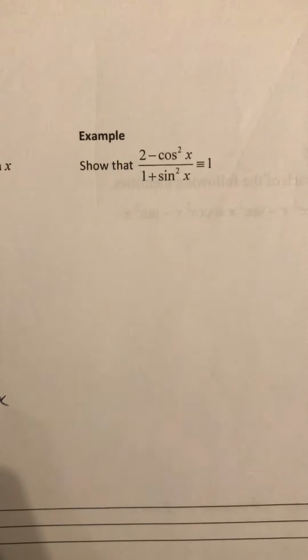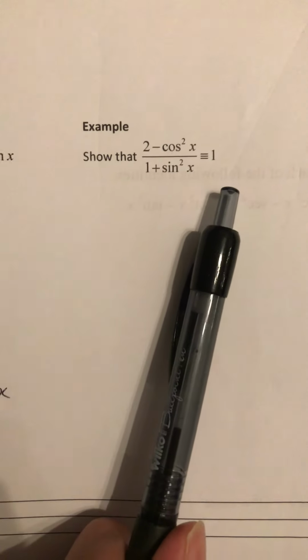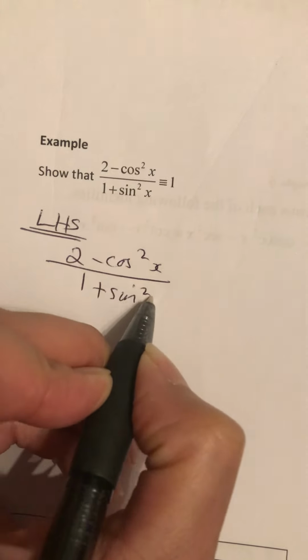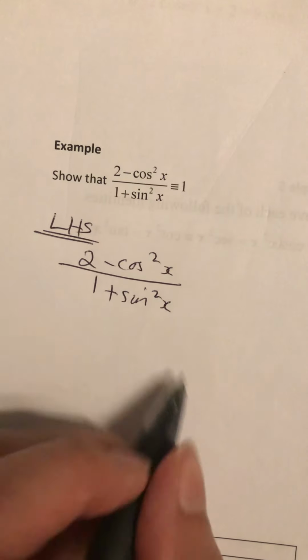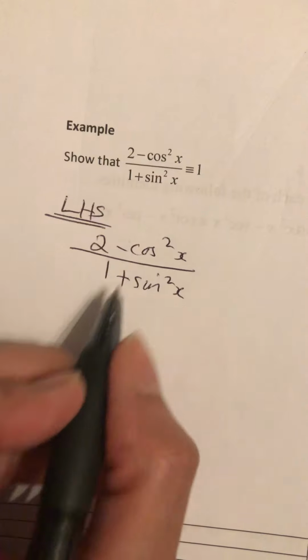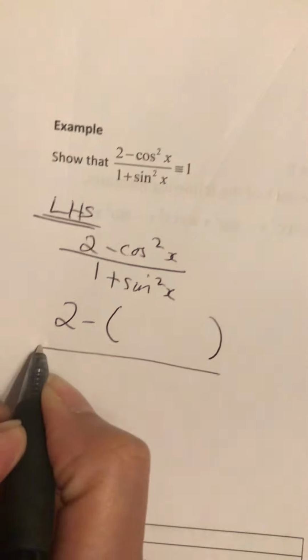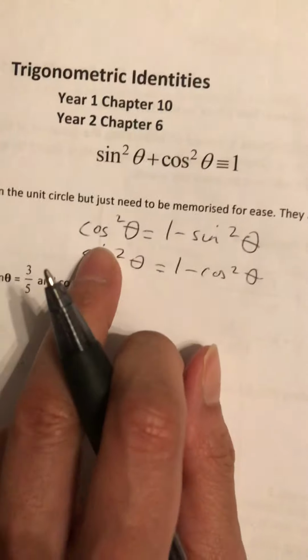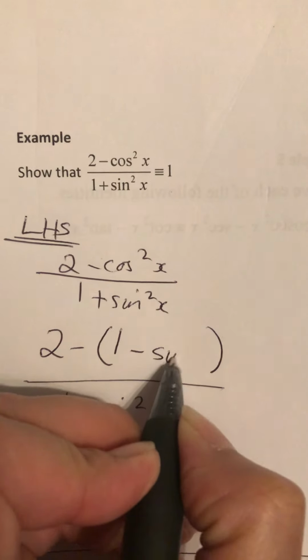So this one, again, I've got to pick a side, left-hand side or the right-hand side. The left-hand side has more for me to work with, so I'd start with that. So here, I'm going to write left-hand side, and I'm just going to copy it out again. And I'm thinking, well, I need to make it look like that. So what I'm going to do is try and get sine squared on the top as well. So I'm going to rewrite that like that, keep everything the same, and that cos squared I'm going to replace by this identity here, 1 minus sine squared. So here I'm going to put in 1 minus sine squared theta.